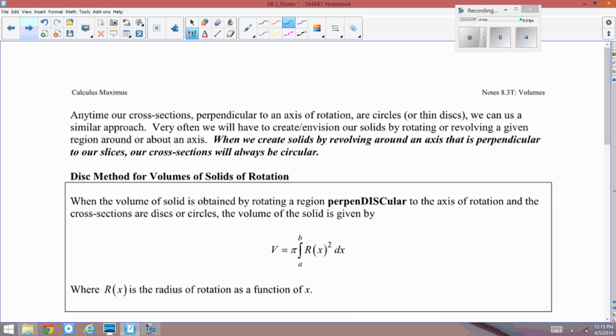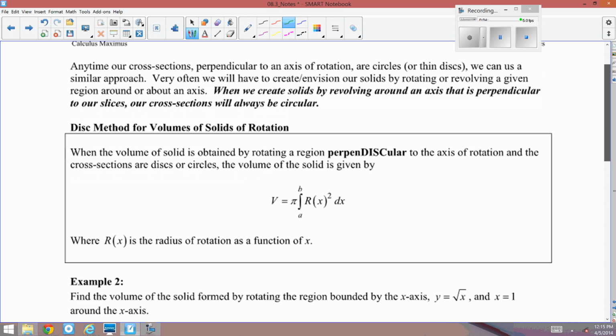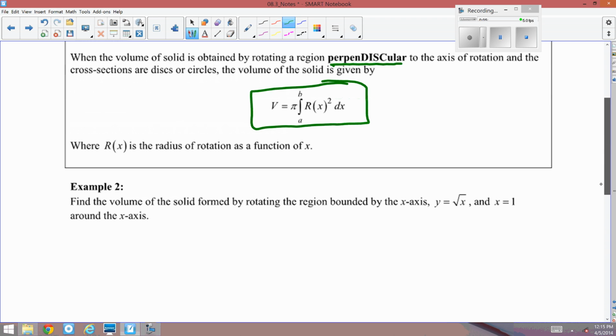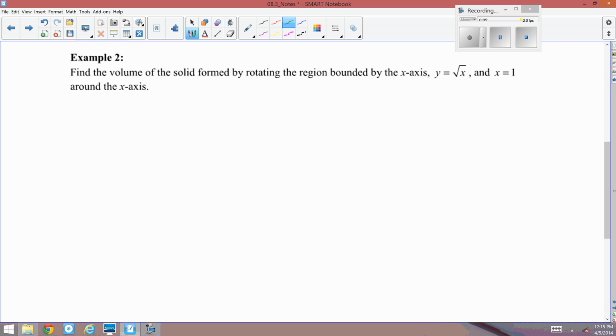Let's look at a different example. For anything where we can make discs or circles, anytime our cross sections are perpendicular to our axis of rotation, we can use these discs. So we can use this volume formula. A way for you to remember that is if the region is perpendicular to the axis of rotation. Here's your example.